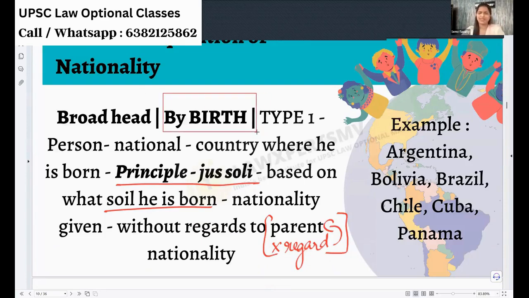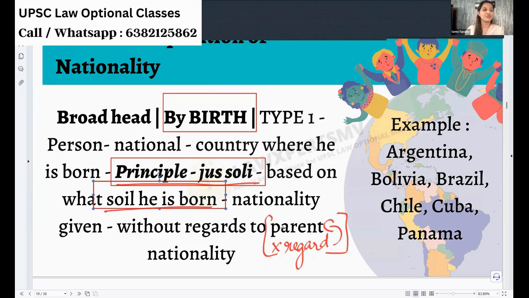This is the broad head, a very common head. Any nation state will have this in their domestic law. Whoever is born in my country will be my national. Okay. So this is based on the principle called jus soli. So what do you mean by jus soli? Where he is born, the soil he is born on, he becomes a part of that land. Okay. So the soil he is born on becomes his soil.